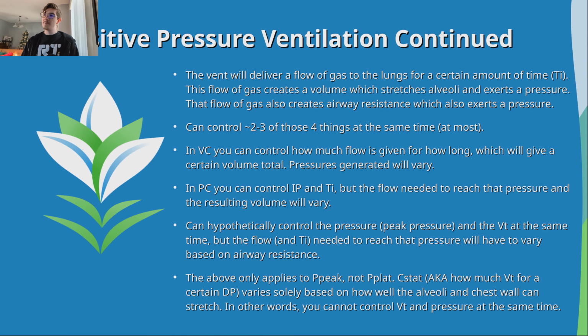You can hypothetically control the pressure, meaning peak pressure, and the tidal volume at the same time, but the flow and the I time needed to reach that pressure will have to vary based on airway resistance. What I mean is that slower flows mean less airway resistance. And peak pressure has to do with airway resistance, right? So if you give a slower flow and a longer I time, you can decrease peak pressure and still get the same volume. But that is specifically peak pressure, not plateau pressure.